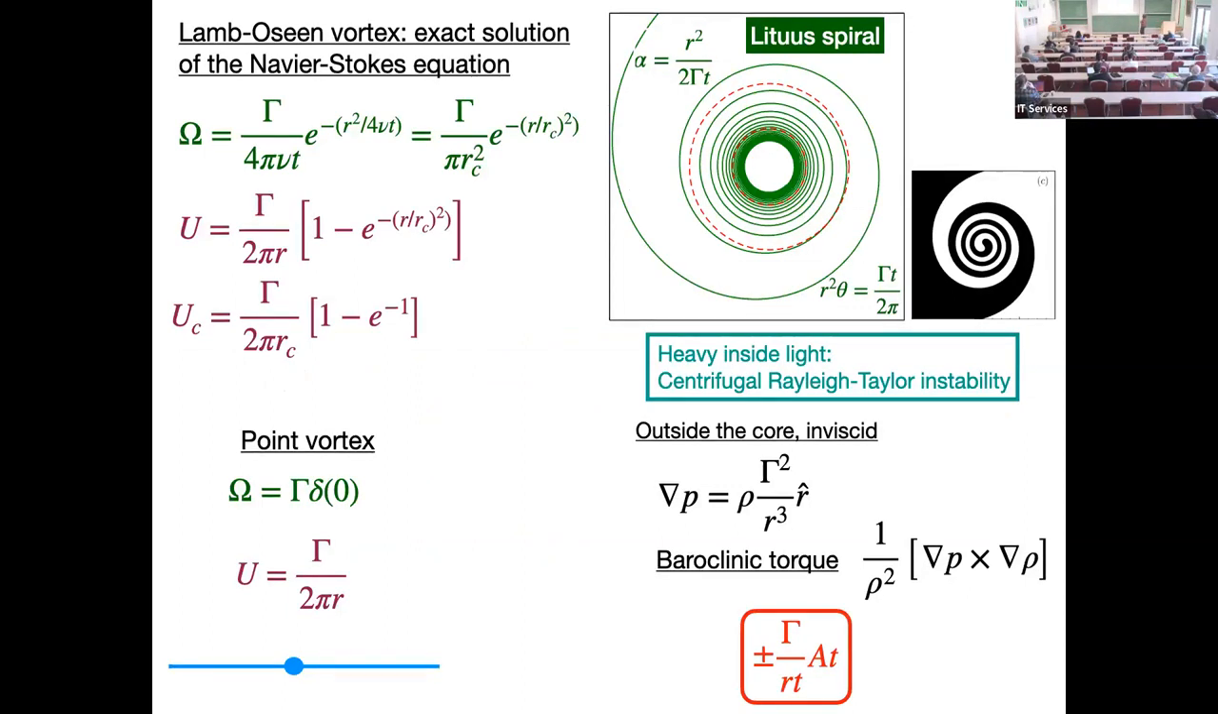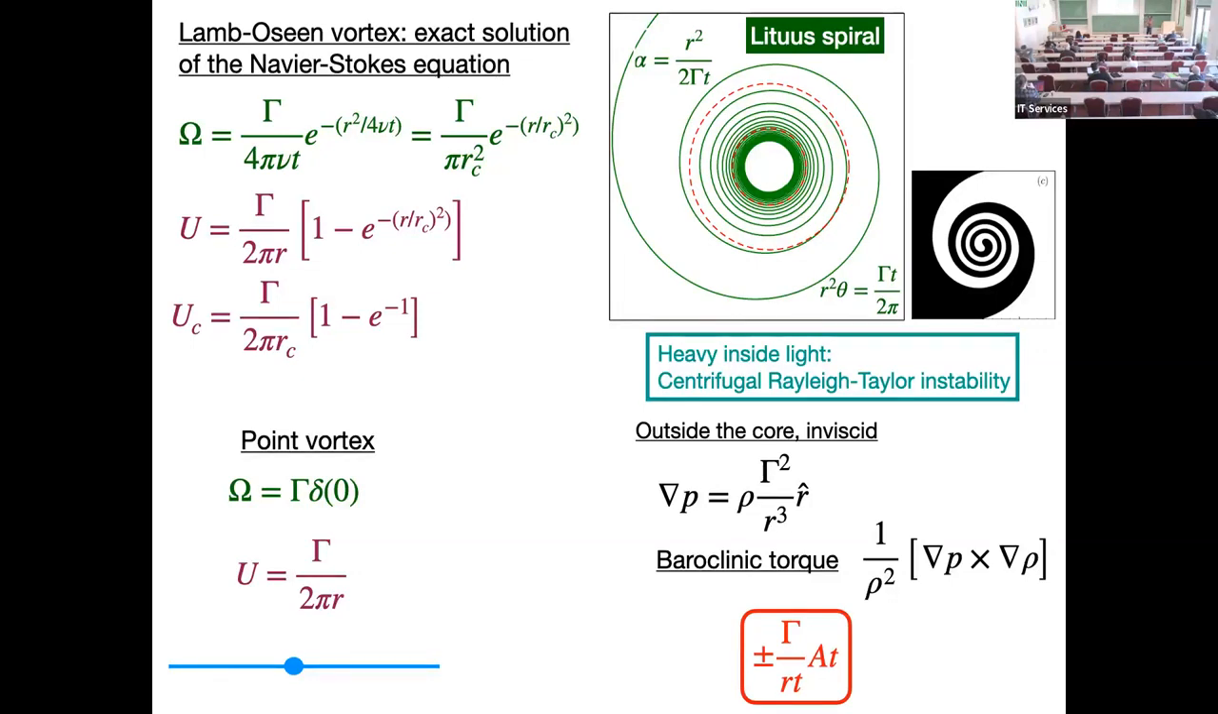Here's a Lamb-Oseen vortex and it's an exact solution of the Navier-Stokes, and the vorticity looks like this. The velocity looks like this, and this is the velocity scale that we are using. If you start with the Lamb-Oseen vortex in the limit of very small R_c, you get a point vortex. So what happens if you start with a flat interface and a Lamb-Oseen vortex here? You can compute the exact shape of the interface as a function of time. And you will see that at large distances, it's going to be a lituus spiral, which you can actually work out by hand.